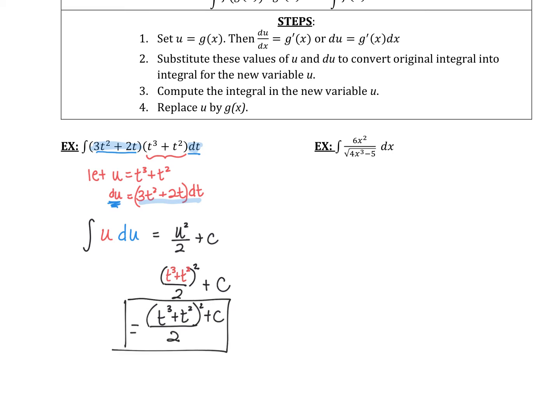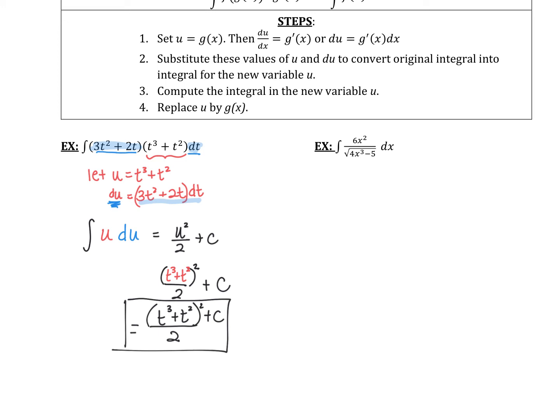Now, are there ways we could have done that without using U-substitution? Sure. If you recognize that 3t squared plus 2t is the derivative of t cubed plus t squared, it might be easy for you to think about. But if you don't recognize that, this is a place where U-substitution comes in. Now let me show you a problem that would be a little bit more challenging to think about without U-substitution. So let's look at this next one.